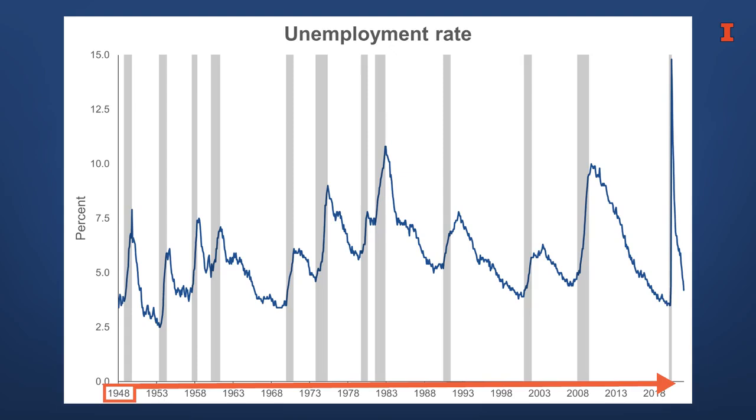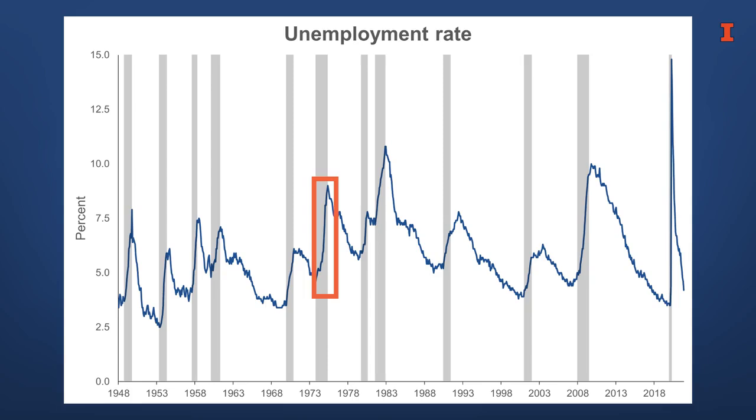In the graph, you can see the US unemployment rate in the modern era. The shaded areas in the graph indicate recessions. You can see that unemployment increases rapidly during a recession.